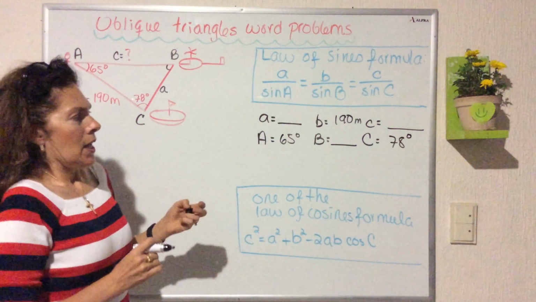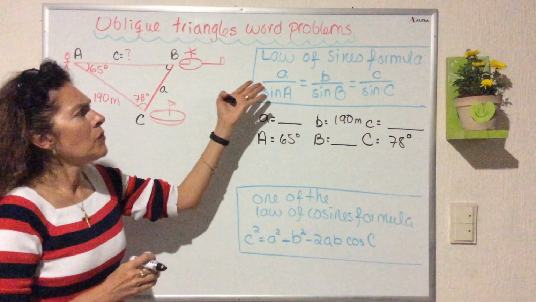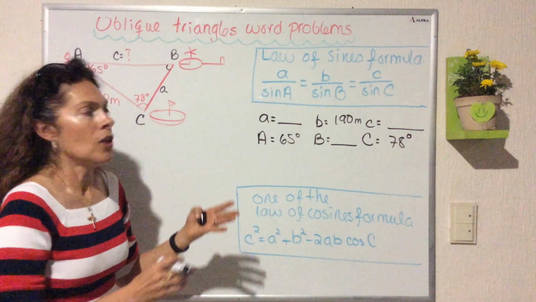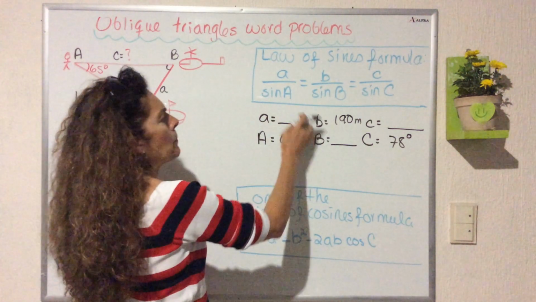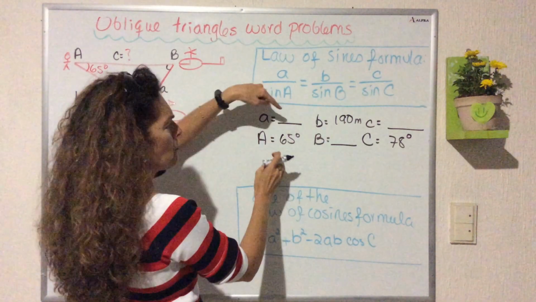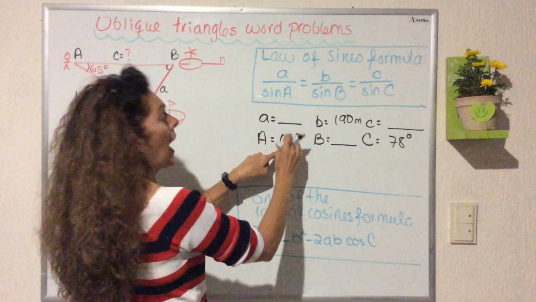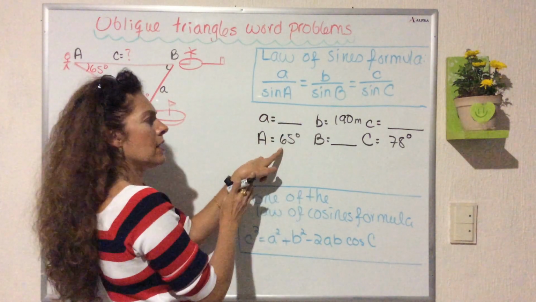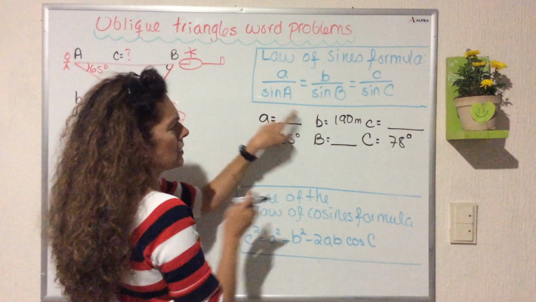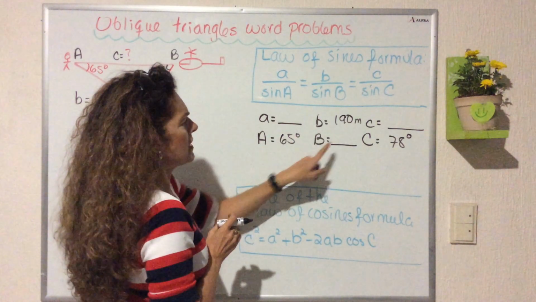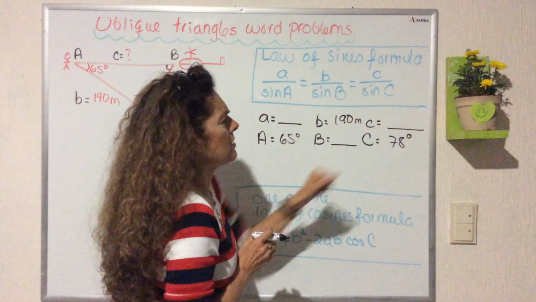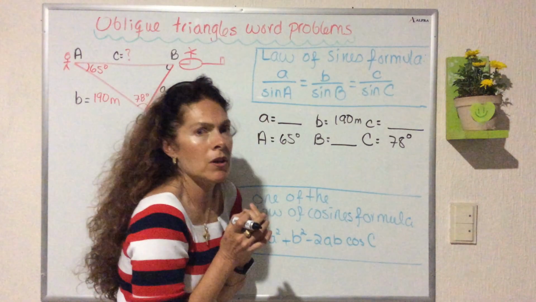Good. In order to use the law of sines formula, we need to form a pair here. So I look, if I have a pair, I mean that you need to have the value for the angle and also for the side. And as you can see, we don't have this measure of the side A, we don't have this, and we don't have this. We don't have any pair.